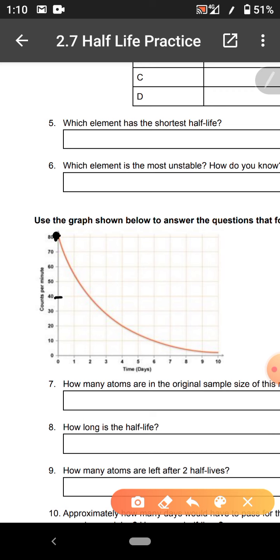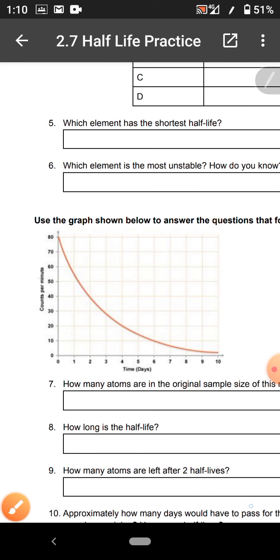So then you go to 40 and then find the graph and look for the value on the x-axis that corresponds to that value on the y-axis. So for this material, for this compound that we're looking at, its half-life is 2 days. So its half-life is 2 days. So that's how you find half-life from graphs.